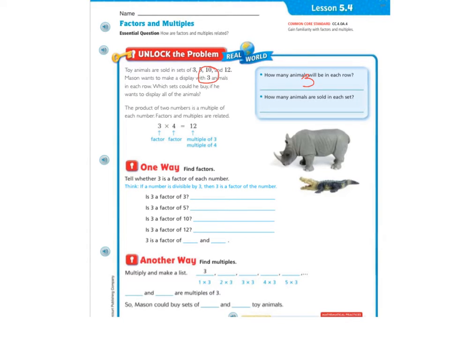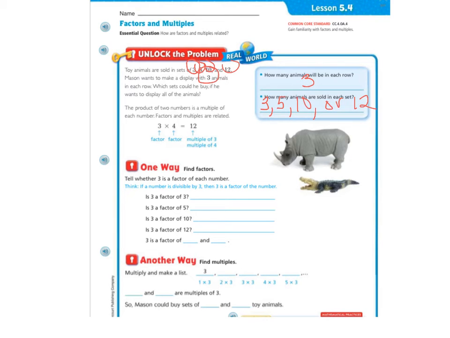Next it says how many animals are sold in each set. Well, we have 3, 5, 10, and 12. So we're going to write that. 3, 5, 10, or 12.